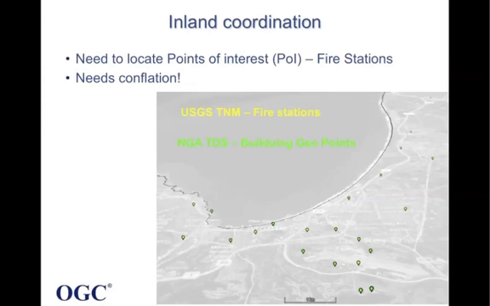So following the scenario, let's say now we have the boundary conditions, and we're able to run the model. We wanted to do inland coordination, and we need to find the points of interest that can help the emergency responders, for example, fire stations. As with the shoreline, we have fire stations from two sources, but they're different. Not all sources like USGS and NGA have the same number of fire stations. So in this case, we're going to conflate these points.